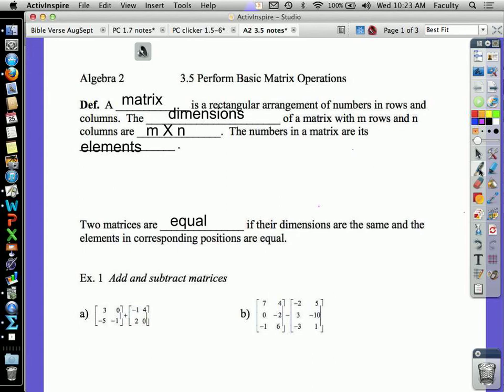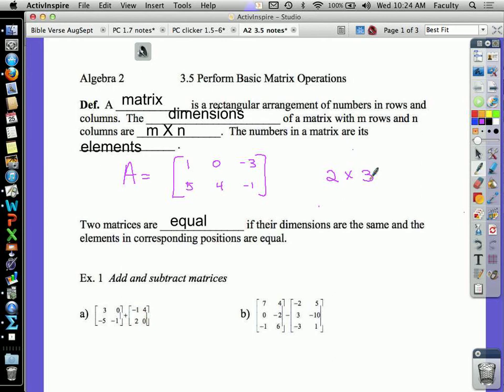So we use capital letters to describe a matrix. So if I have matrix A, we describe the matrix using the number of rows by the number of columns. So how many rows are here? 2. And how many columns? 3. So we would say A is a 2 by 3 matrix. Okay, so we use 2 by 3.